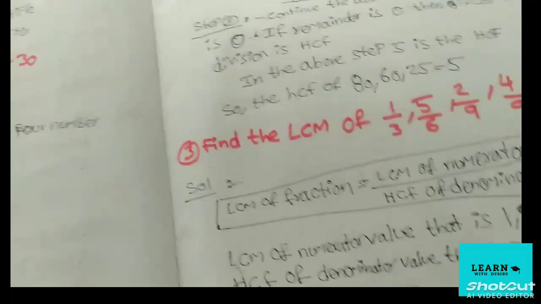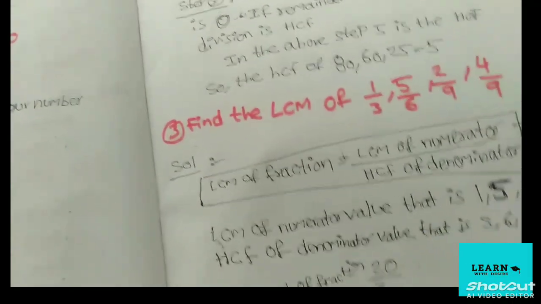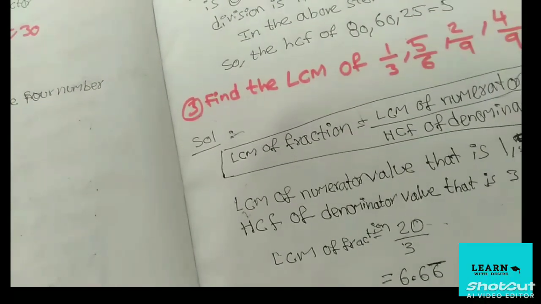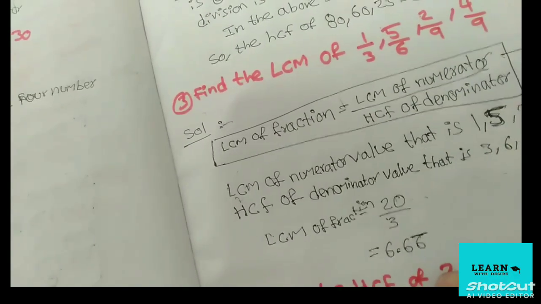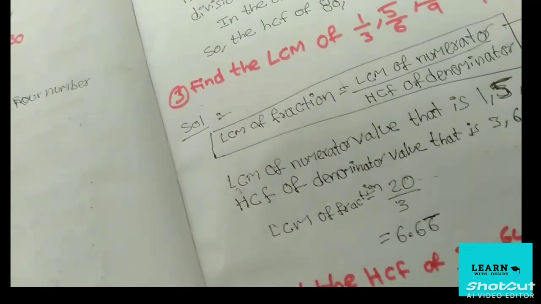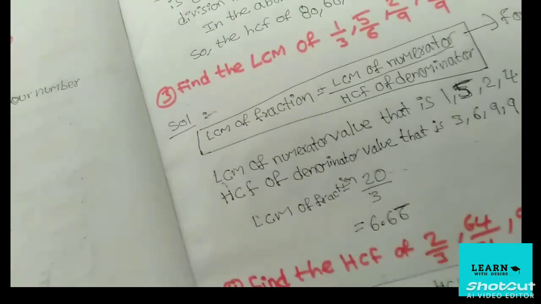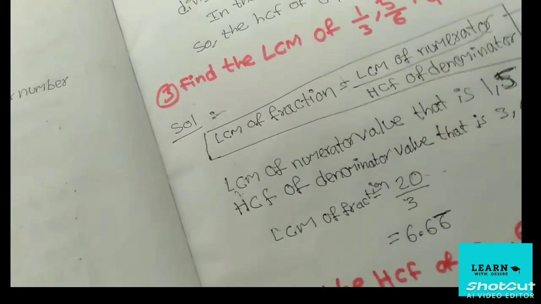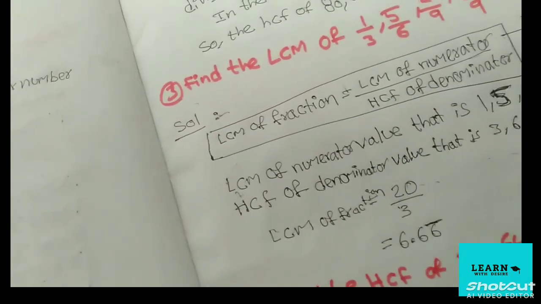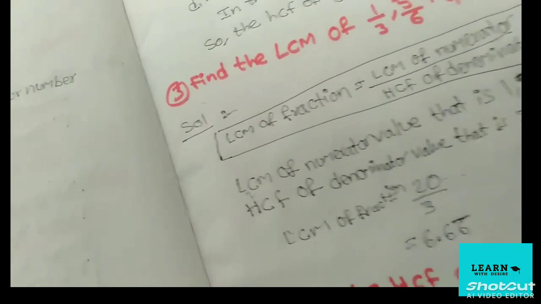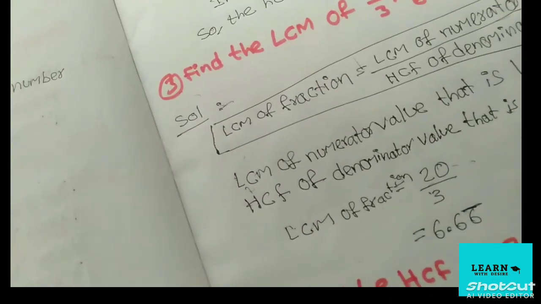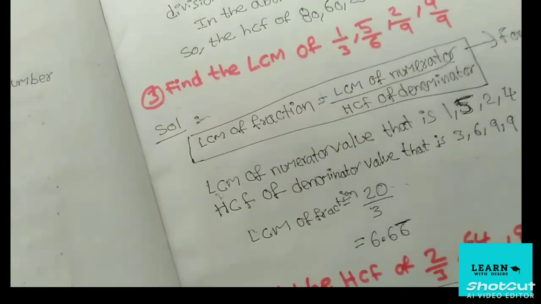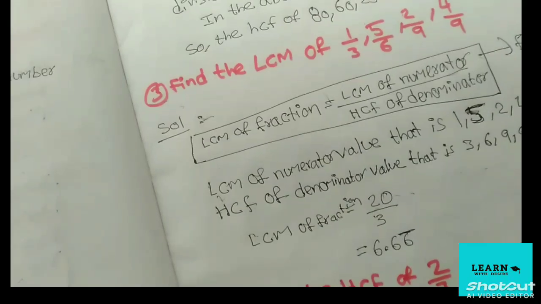Now let us see how to find the LCM of fractions. For finding the LCM of fractions, we have a formula here. The formula is LCM of numerators by HCF of denominators. Here, always what you have to find comes in the numerator and the rest comes in the denominator. Here you have to find the LCM. That's why LCM comes in the numerator and the rest comes in the denominator. Use this formula to calculate the LCM of fractions.